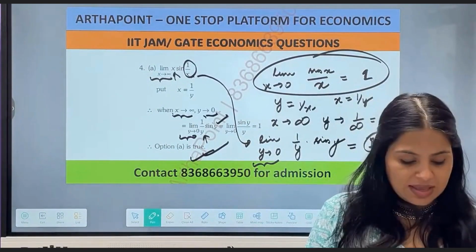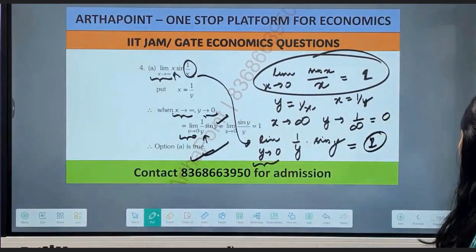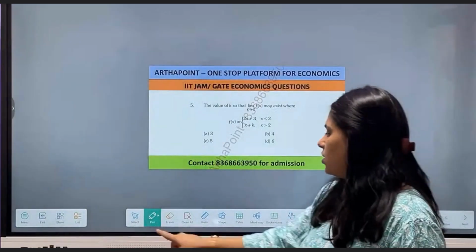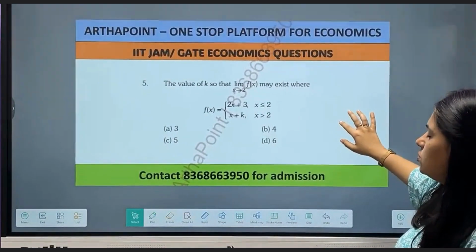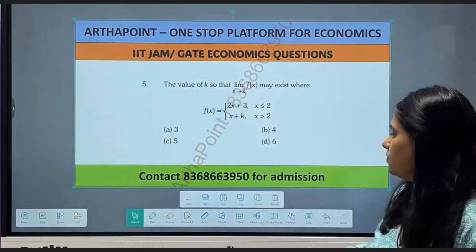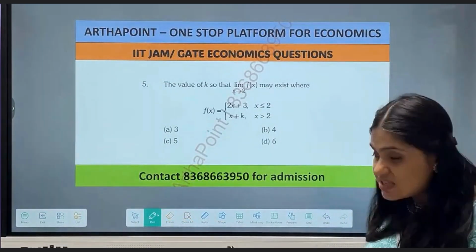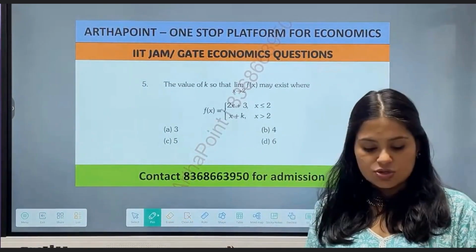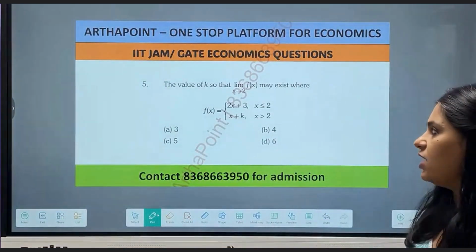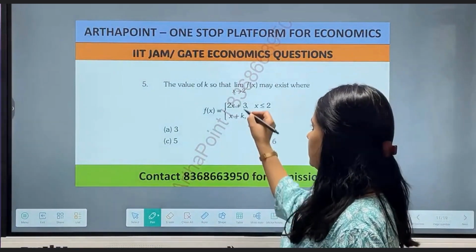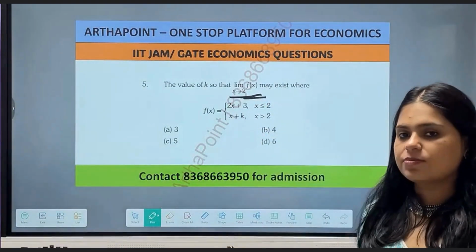Is that clear? Everyone, are you able to understand this? Okay. Come to the next question. Again, try to solve this yourself and then I will do it. It's a pretty easy question. The value of k such that the limit exists everywhere is. So take a moment, try to solve this question yourself, beta. What should be the value of k such that the limit exists everywhere? Please try to do this.